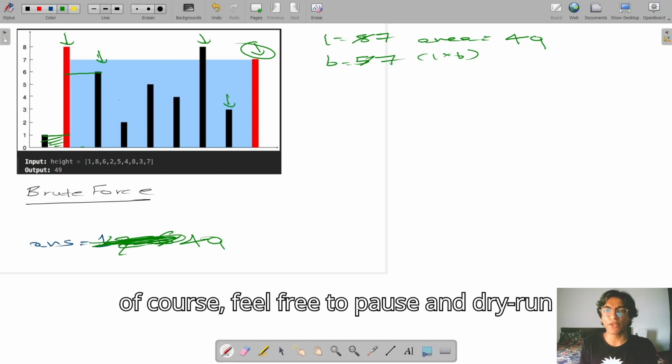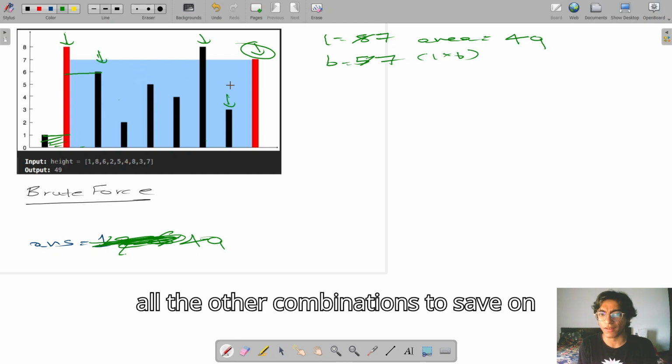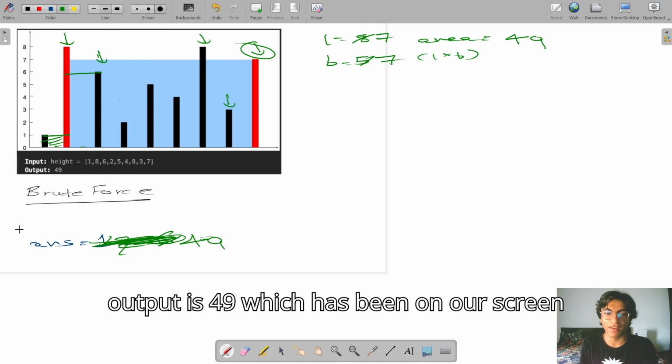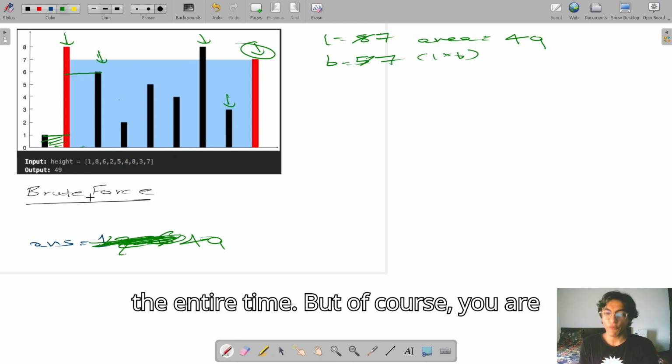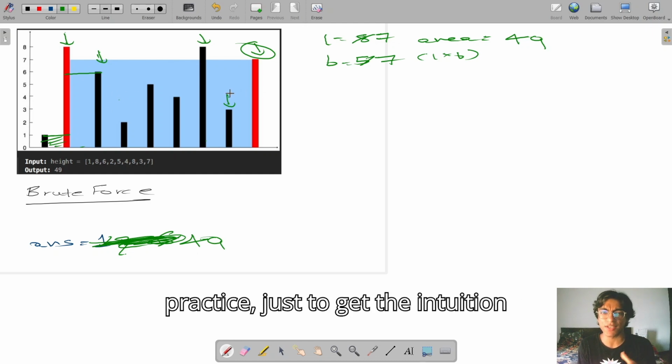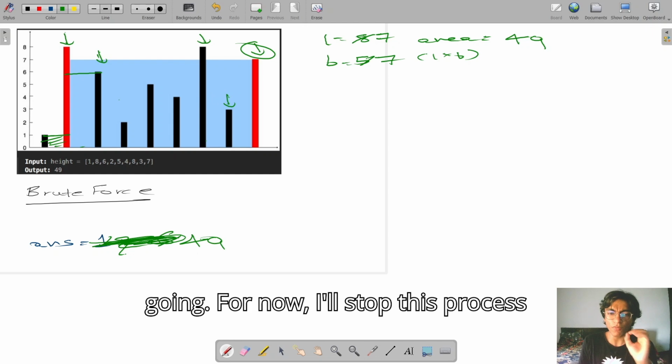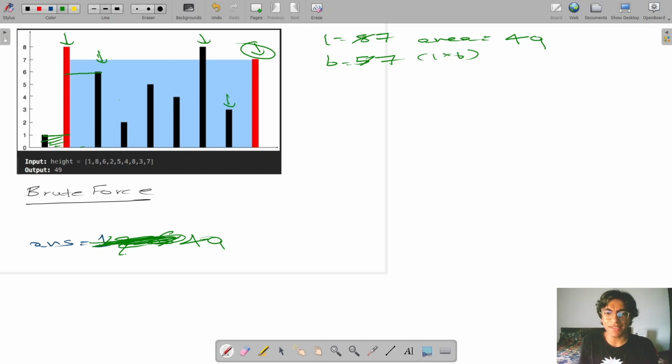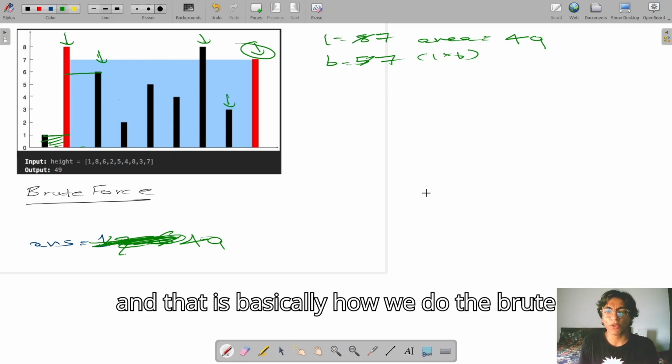And of course, feel free to pause and try running all the other combinations. To save on time, I will give you a spoiler that the output is 49, which has been on our screen the entire time. But of course, you are most welcome to pause. You can try it for all the other combinations just for practice, just to get the intuition going. For now, I'll stop this process, and that is basically how we do the brute force approach.